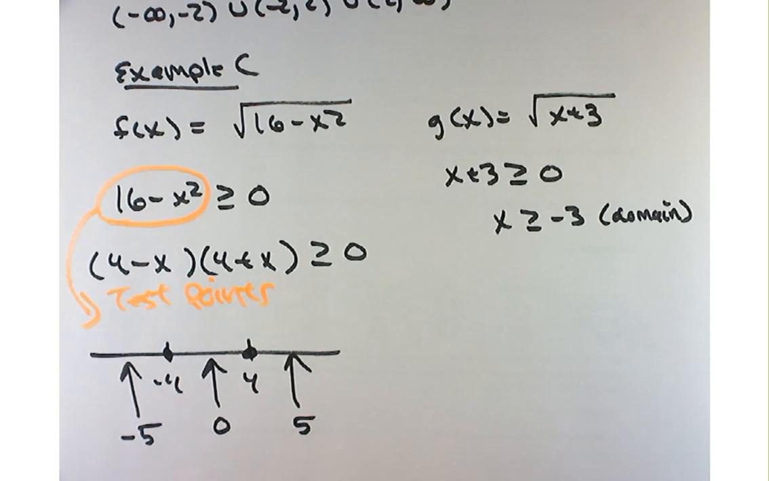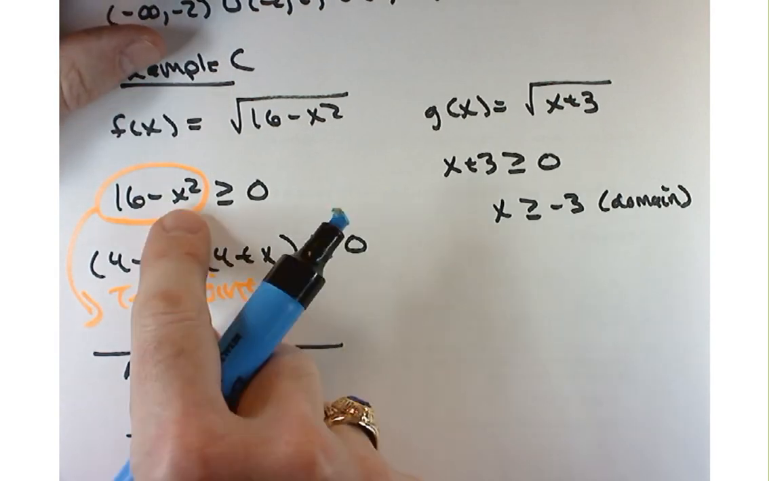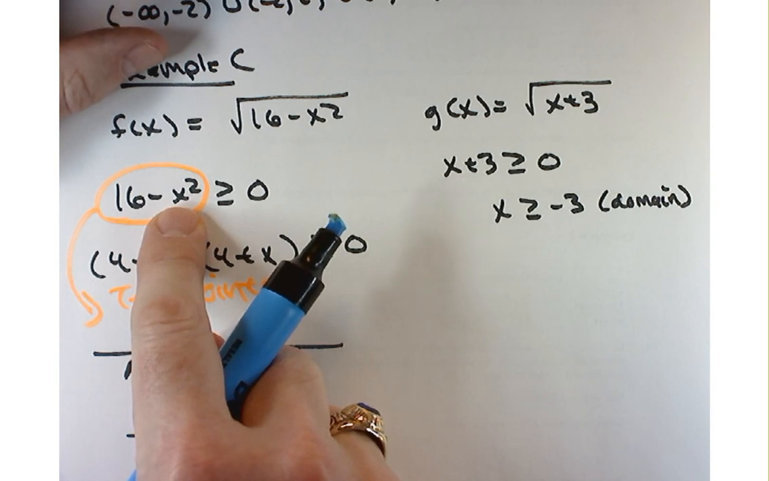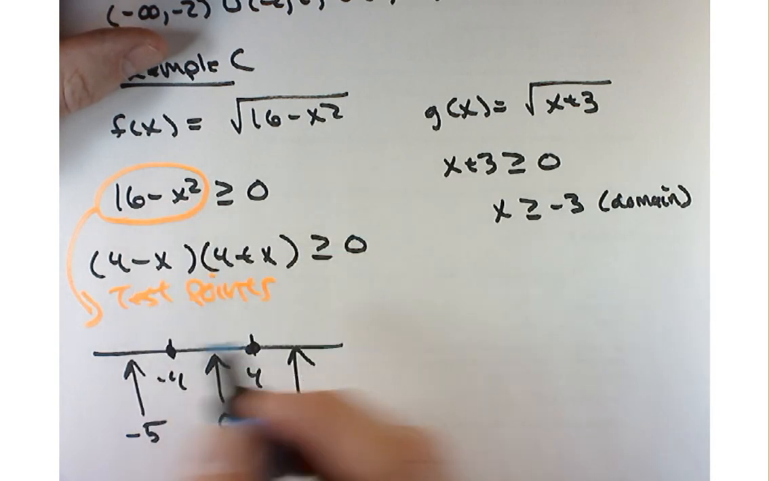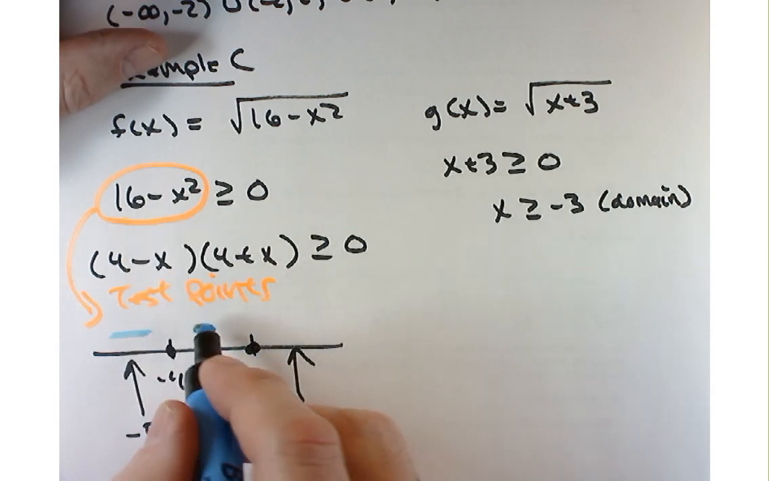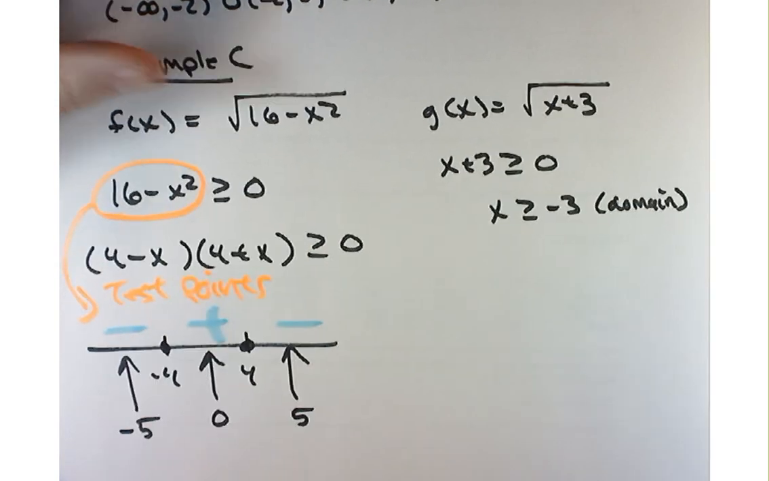I'm not going to bother putting this into my calculator to test it. Let's just do it here. If I put in negative 5, that'd be 16 minus 25. Jay, is that going to be positive or negative? Negative. If I put in 0, positive or negative? Positive. And then 5 is going to be the same as negative 5, so thank you, Jay. So negative, positive, negative.